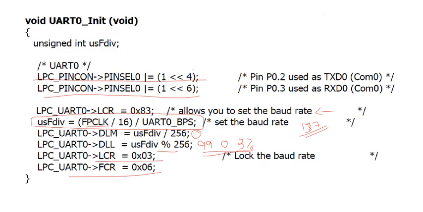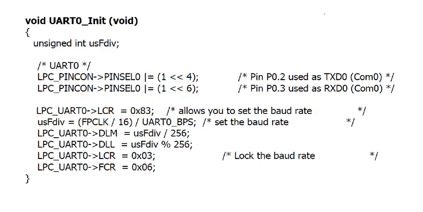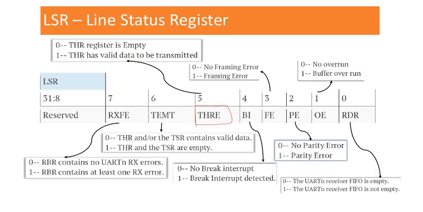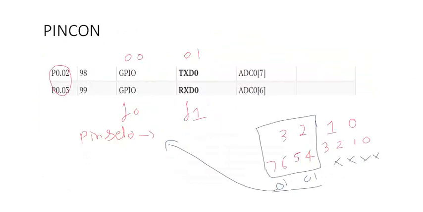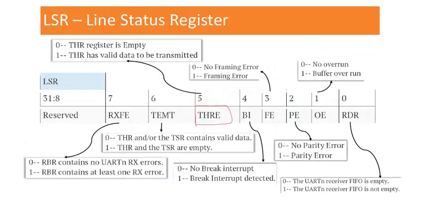Now here is the initial program. Before starting the code, first we are going to set our pin function. As we have already seen in the initial state, this is what we have written at the pin location: 1 shifted 4 times, and again 1 shifted 6 times. So that's what we have done here.